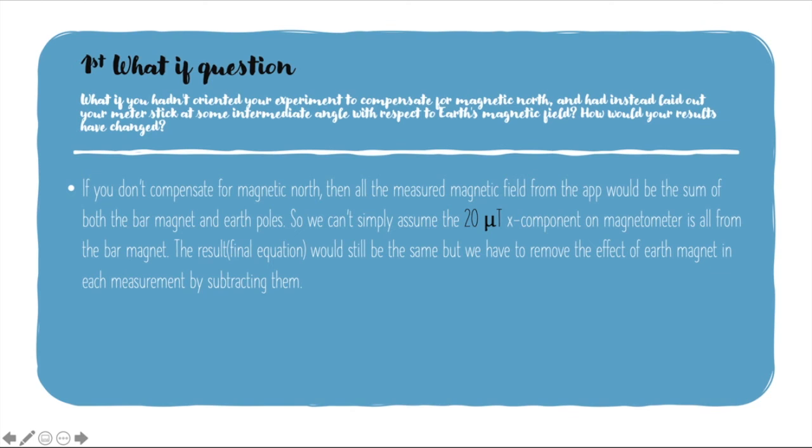For the first what-if question, if you don't compensate for magnetic north, then all the measured magnetic field from the app will be the sum of both the bar magnet and the Earth's poles. So we can simply assume all the tested results of the components on the magnetometer are all from the bar magnet. The resulting final equation will still be the same, but we have to remove the effect of the Earth's magnet in each measurement by subtracting it.